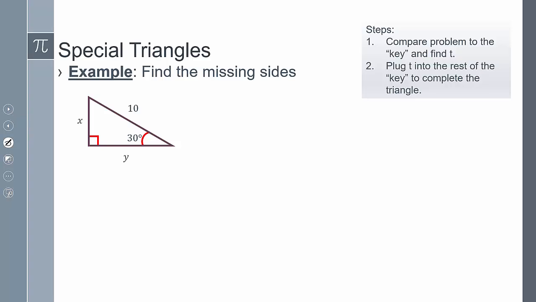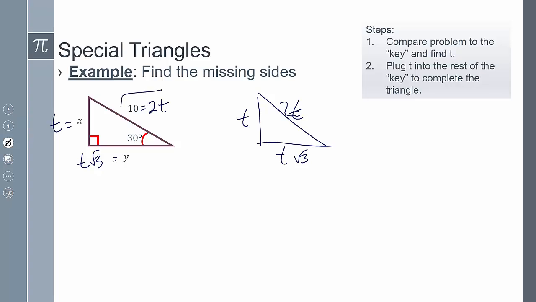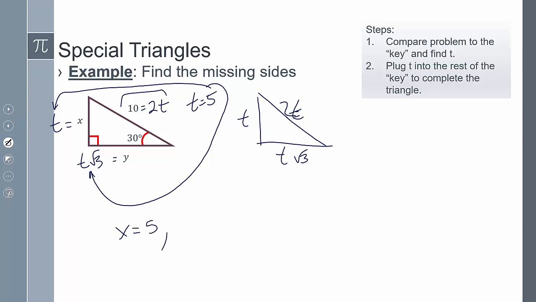So this is a 30, 60, 90 triangle. On the 30, 60, 90 triangle, this was t, t root 3, and 2t. So you set them equal to it. So that's t root 3, and that's 2t. On one of these, you can get t by itself, and that happens to be this one. So if I divide both sides by 2, you get t equals 5. So now plugging it back in. Plug in 5, plug in 5. You're going to get x equals 5 and y equals 5 root 3.